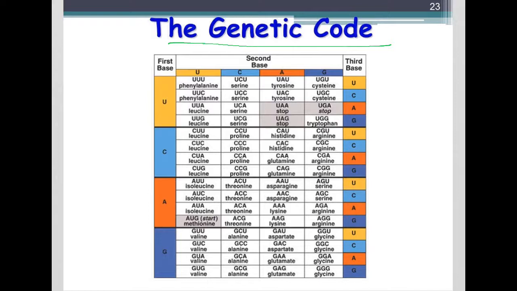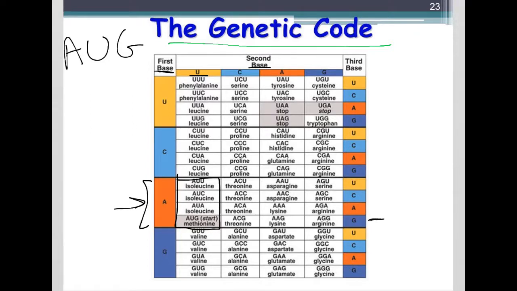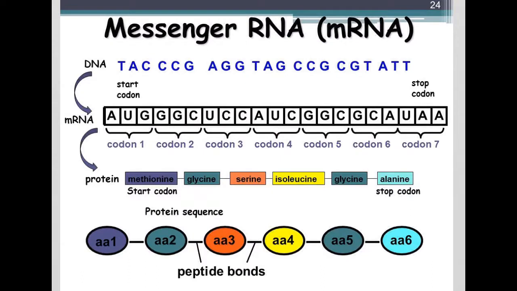Another way to read the genetic code, and it's the exact same code, it's just read a different way. You can have your first base here. So if I again do AUG, I find A here. So now I'm looking at this whole row. My second base is the column, so I'm now looking at U, so that isolates that box. And my third base is here, G, that then finds me here, AUG, methionine, which is the start codon. So 2 different ways to read that.